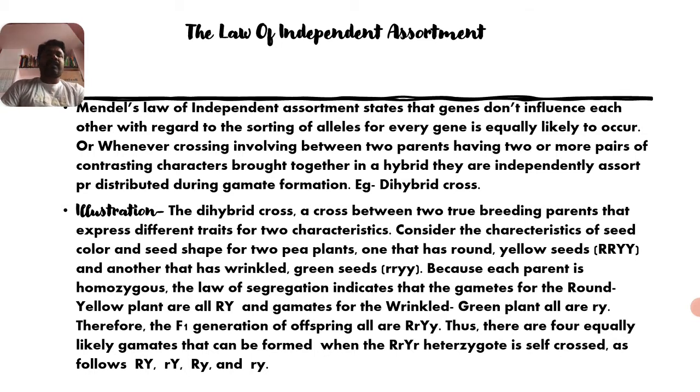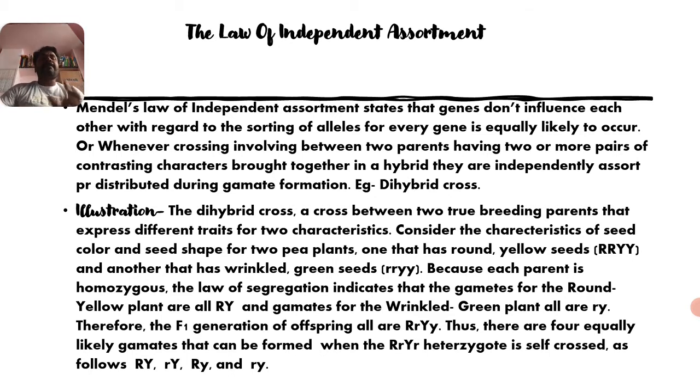Another statement of the law of independent assortment is this: whenever a cross is made between two parents having 2 or more pairs of contrasting characters brought together in a hybrid, the characters are independently assorted or distributed during gamete formation. At the time of gamete formation, they are independently distributed. This is called the law of independent assortment.